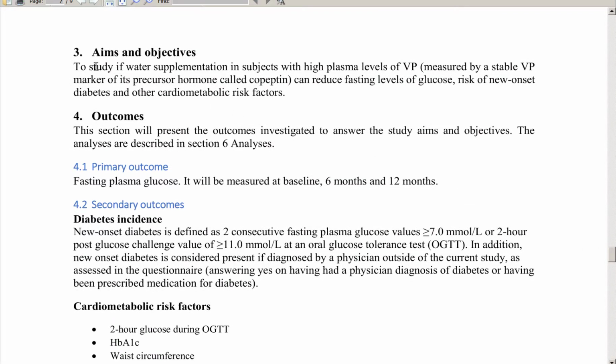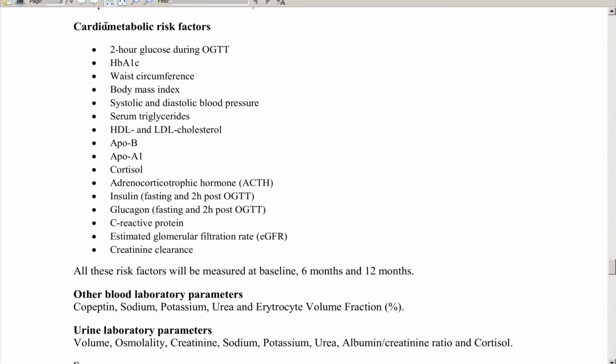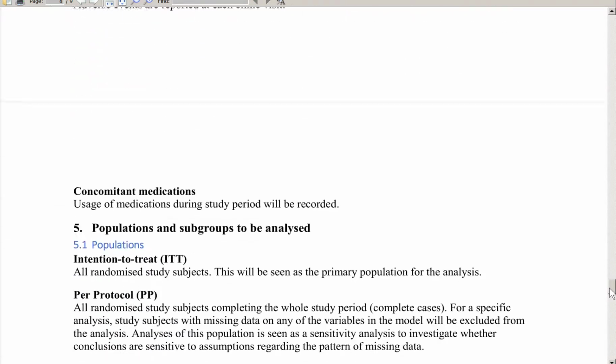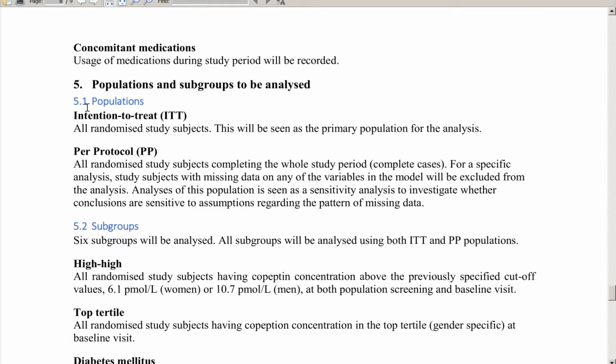Then they specifically talk about what are the study aims and objectives, and then they talk about what are the outcomes of this analysis in accordance to their objective. There is a primary outcome, there is a secondary outcome. They also list a number of risk factors that they're using to adjust for their outcome. There is a third safety outcome, and then they are talking about the population and the subgroup analysis.